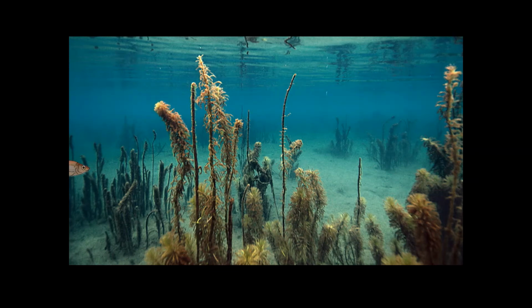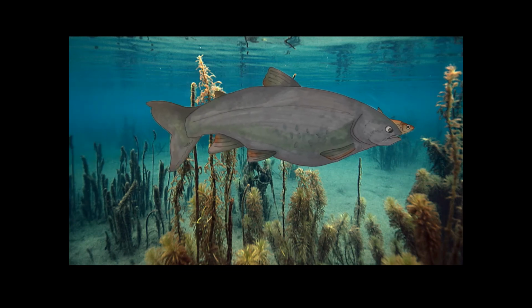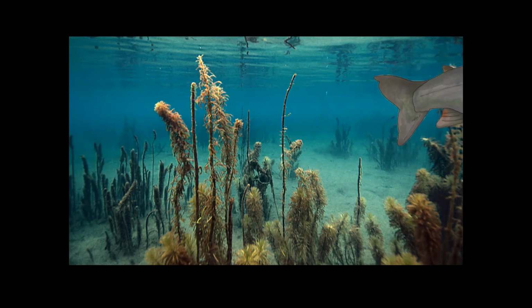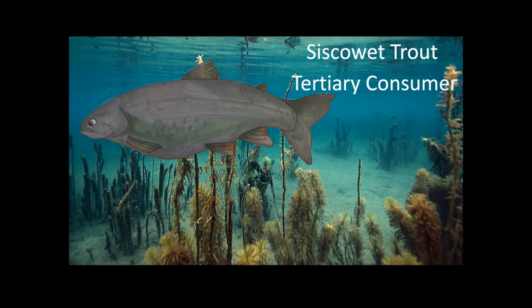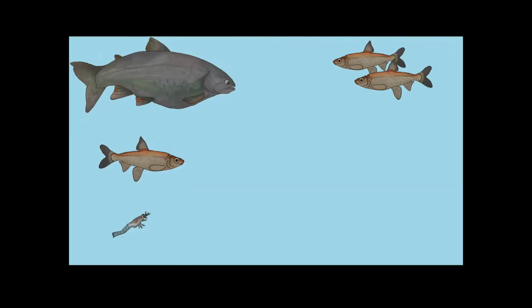The top dog of Lake Superior is the Siskiwet lake trout. They hunt kai to fulfill their energy requirements. Siskiwet are the largest fish in this food web, making them the tertiary consumer. Siskiwet are big and therefore require more food. The bigger you are, the more food you need to maintain your energy levels throughout the day.